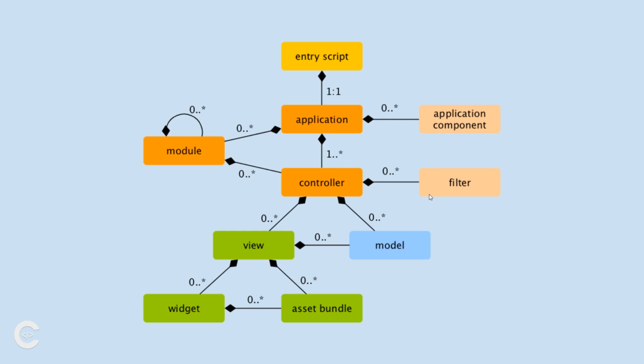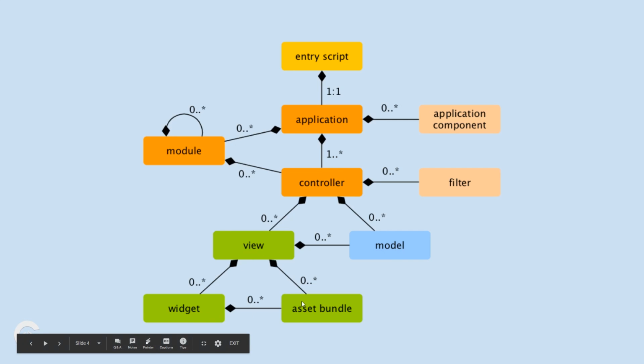The controller then uses the model to get the data and renders the views. This is a standard MVC pattern. And the views can use widgets and asset bundles. Widgets are just UI components which render things like an alert or a button or a drop-down list. And the asset bundle is a bunch of CSS and JavaScript files which is intended for some particular page.